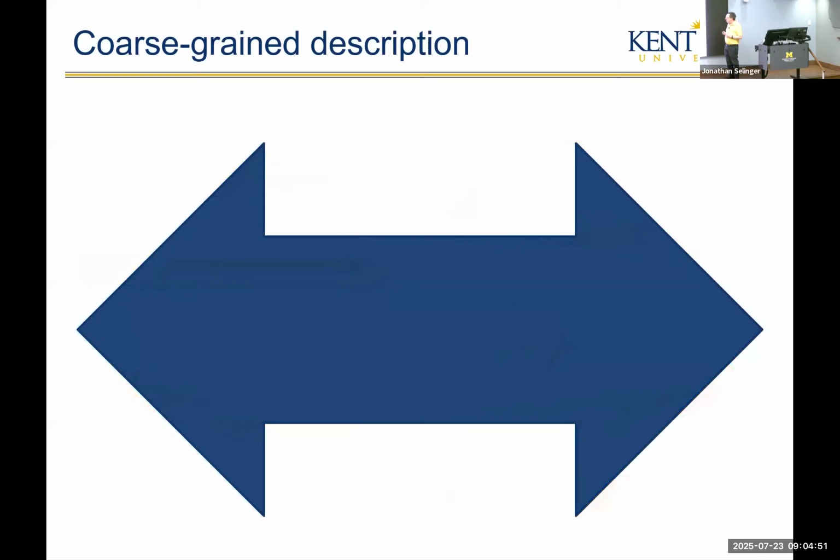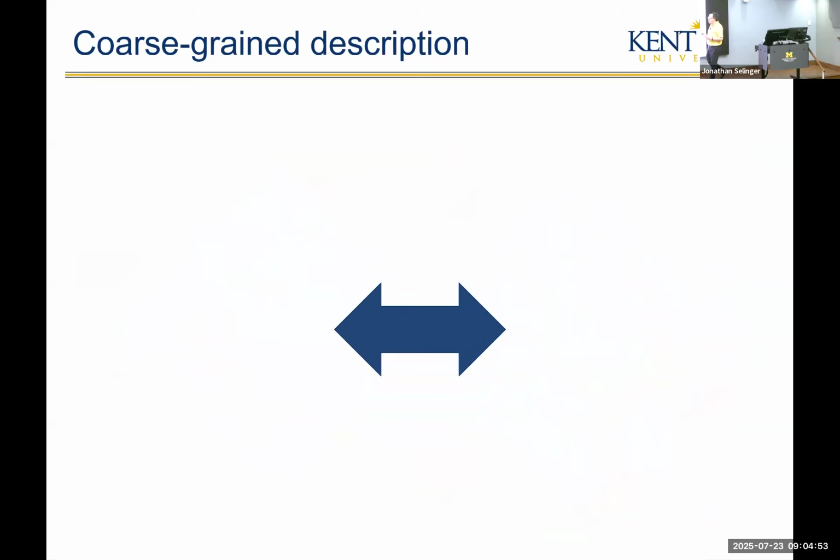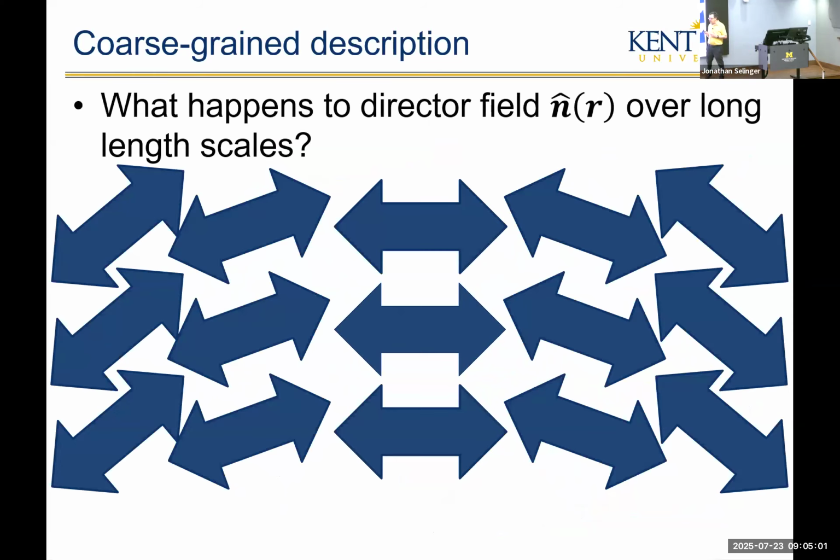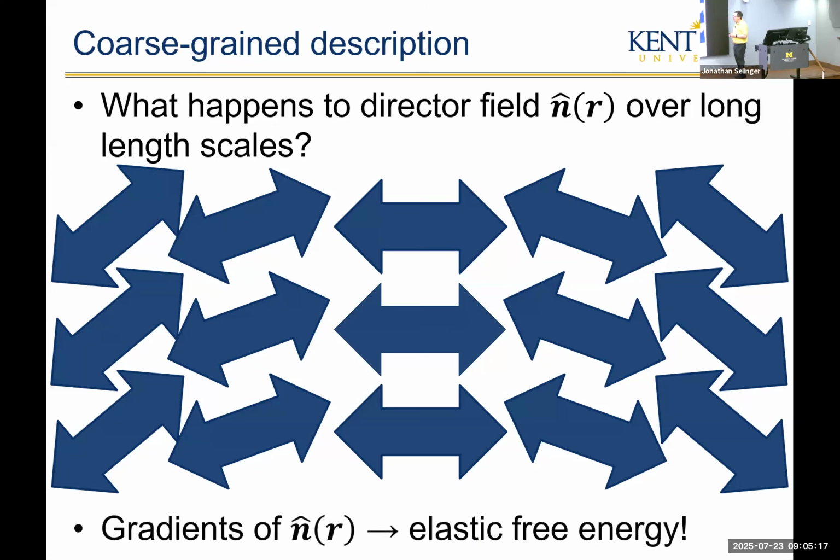Now, if we want to be even more coarse-grained, we can zoom out and ask, how does this average orientation vary over long length scales? It might not be uniform. It might be varying as a function of position, like this, so that there are thousands of molecules pointing mostly this way over here, mostly this way over here. If you have a variation like that, it costs elastic free energy. That's what this talk is about. How much elastic free energy does it cost?